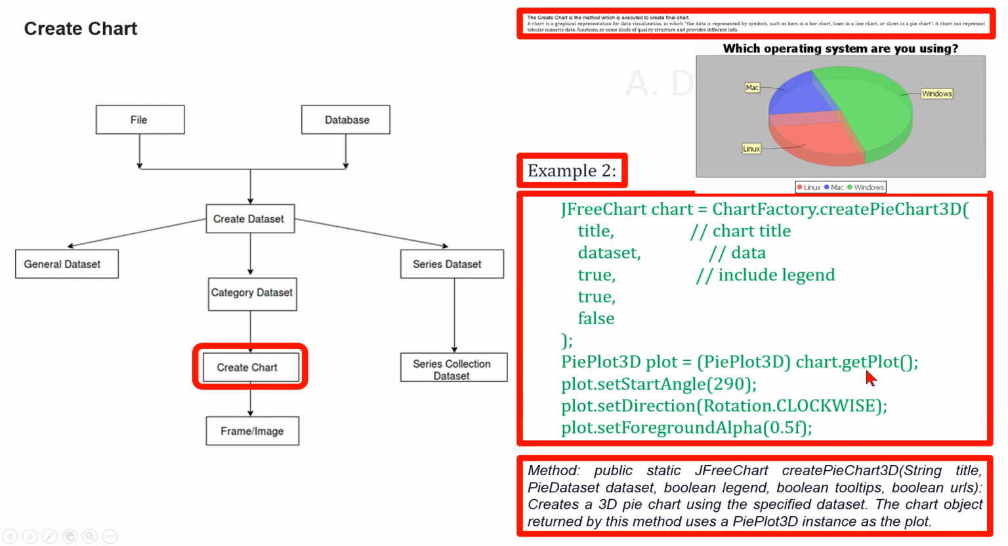Here the method getPlot returns the plot for the chart. The plot is a class responsible for coordinating the visual representation of data, including axis, if any.